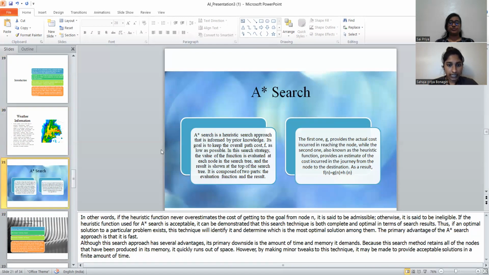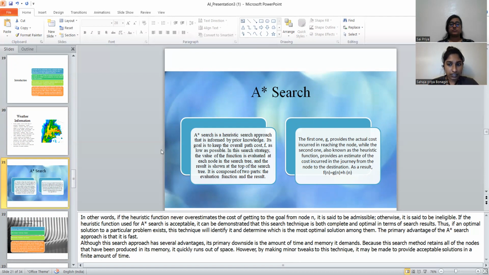So it has led to the A* search algorithm. A* is a heuristic search that is based on previous knowledge. The goal is to keep the total cost of the path, called f, as low as possible. Each node in the search tree is checked for the value of the function.